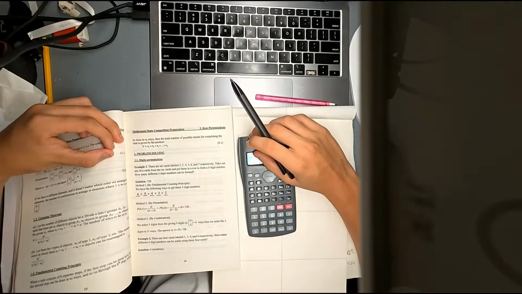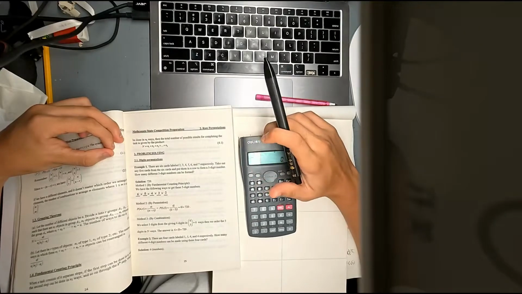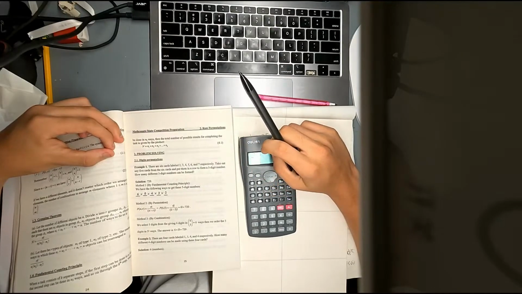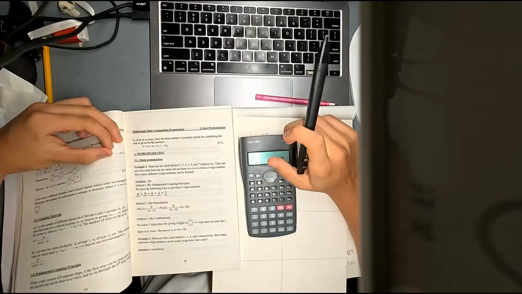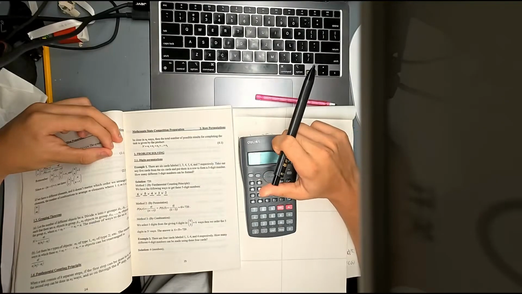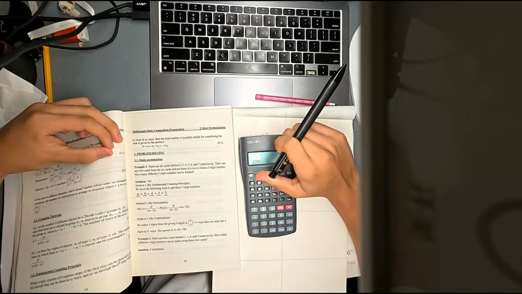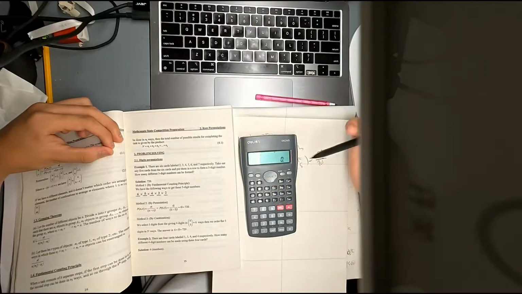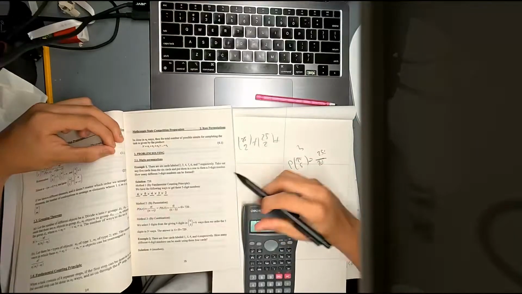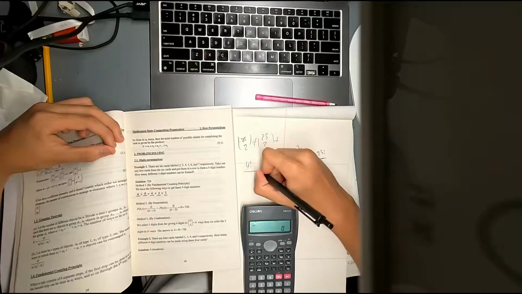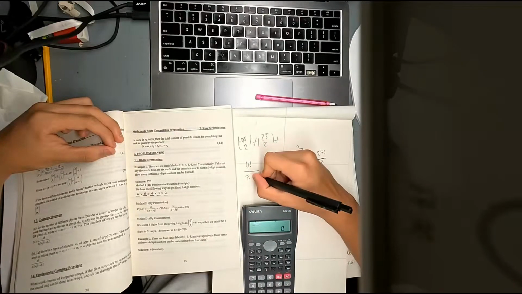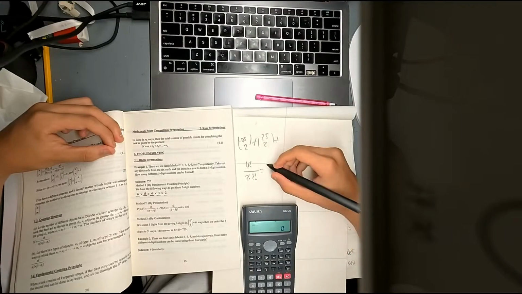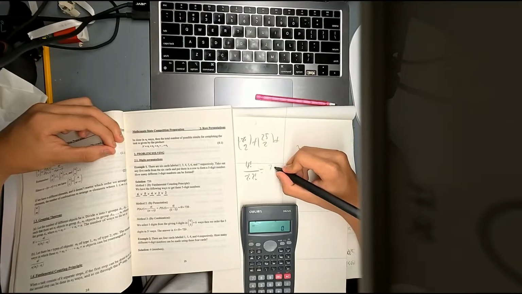Example 2. There are 4 cards labeled 1, 1, 4, and 4 separately. How many 4-digit numbers can be made from those 4 cards? I learned about the stars and bars thing a long time ago, but it's going to be 4 factorial over 2 factorial times 2 factorial.